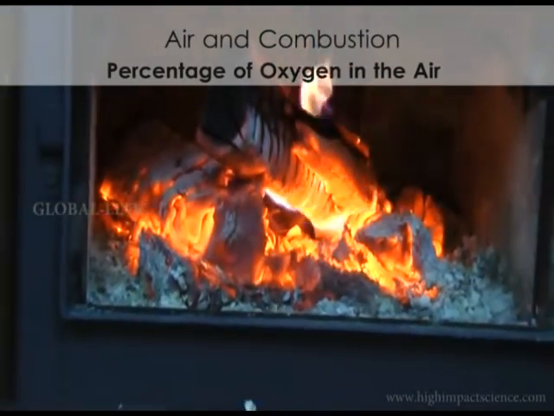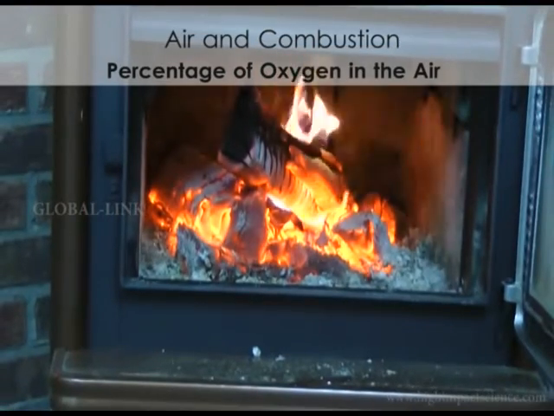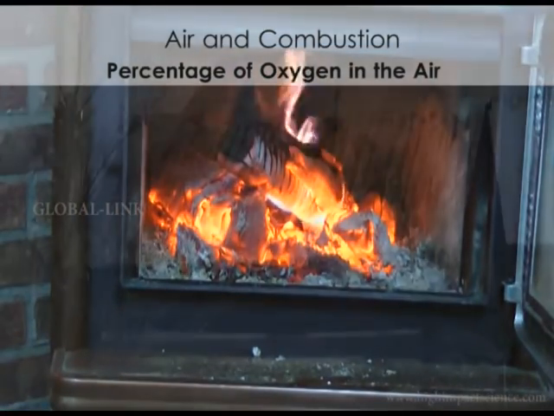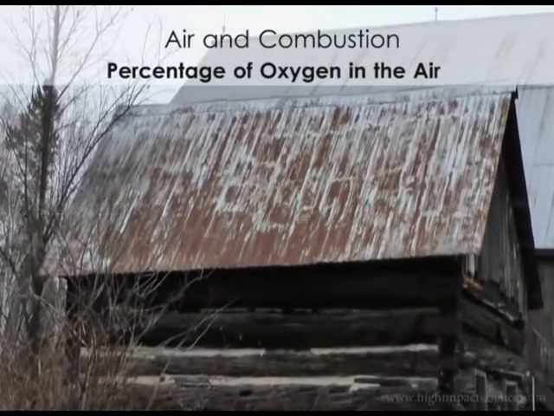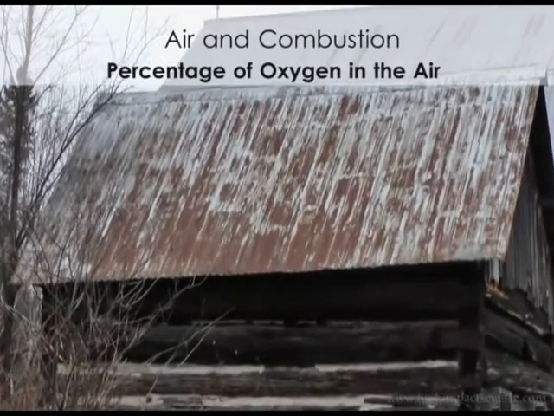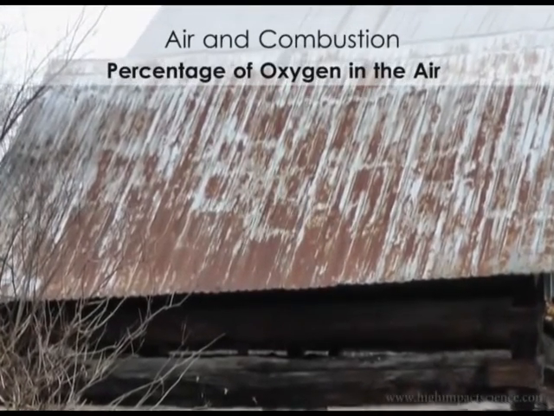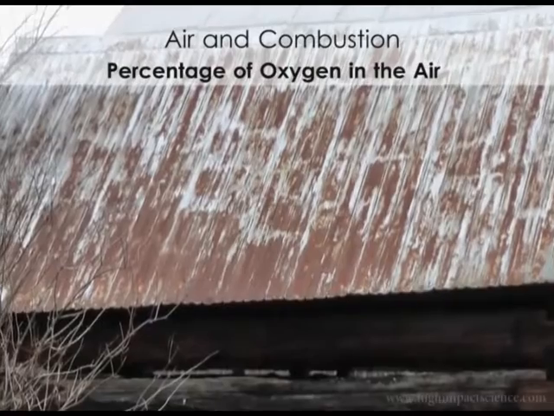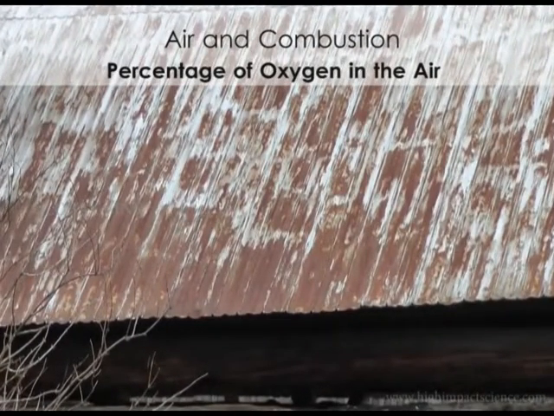Oxidation, or the addition of oxygen to a substance, does not necessarily have to occur when heating is involved. For example, over a period of time, oxygen will combine with iron, producing rust. The ugly reddish-brown color on this roof is rust. It is a form of iron oxide. It is an oxidation process that occurs slowly without any heating involved.